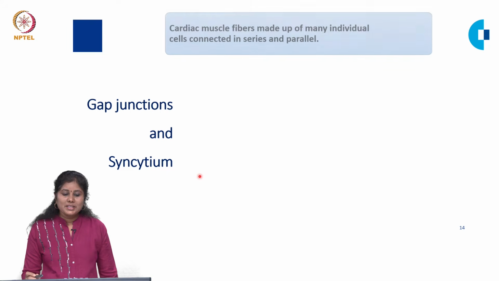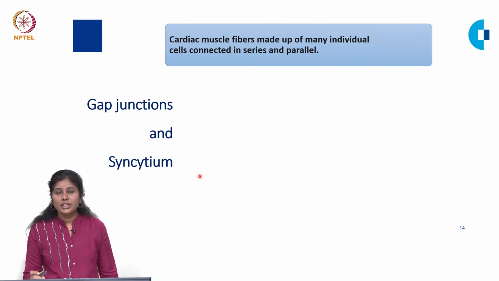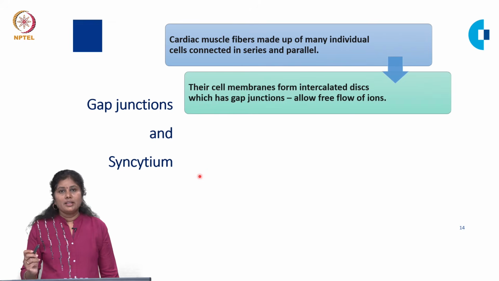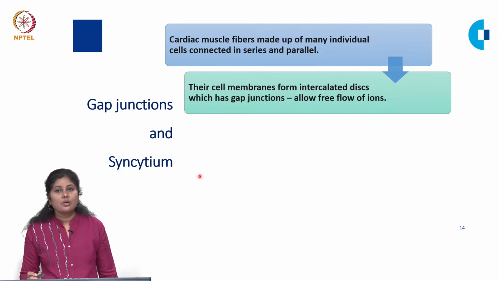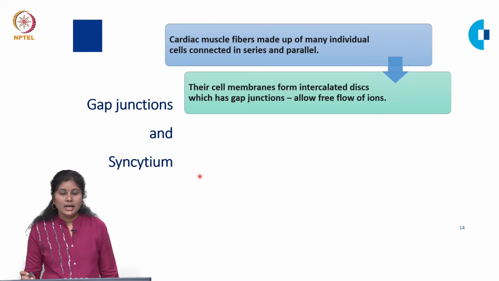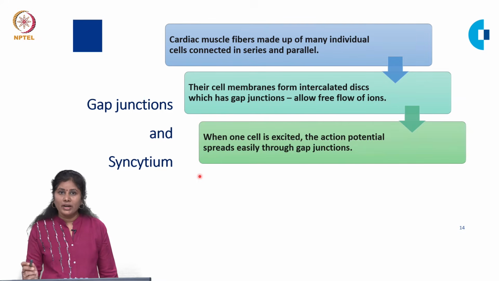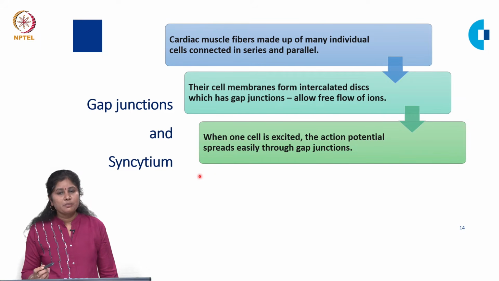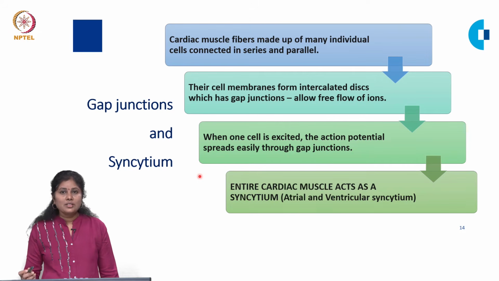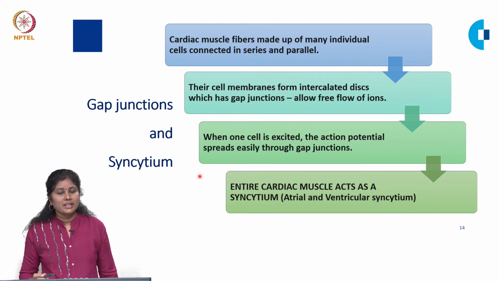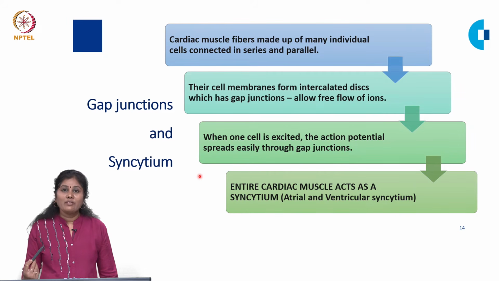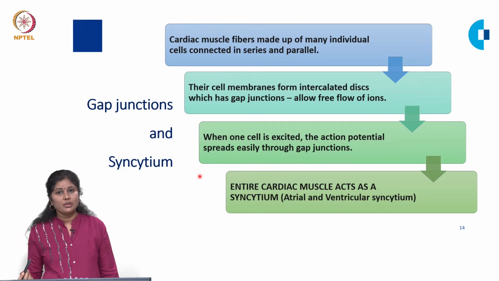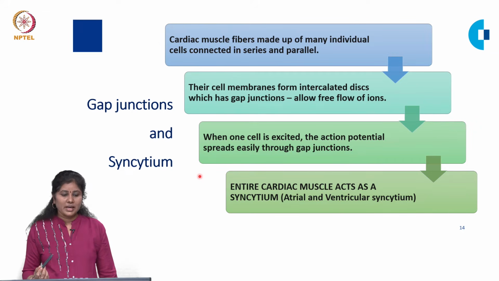So, the cardiac muscle fibers are connected to each other in series and parallel. Their membranes form the intercalated disc which has the gap junctions across which the current freely flows from one cell to another in one direction, and hence when one cell is excited, the action potential can easily spread through the gap junctions. That is how when one cardiac cell is excited, the entire cardiac muscle will act like a syncytium, in a unitary fashion. In fact, we have one atrial syncytium and one ventricular syncytium. That is the importance of these gap junctions.